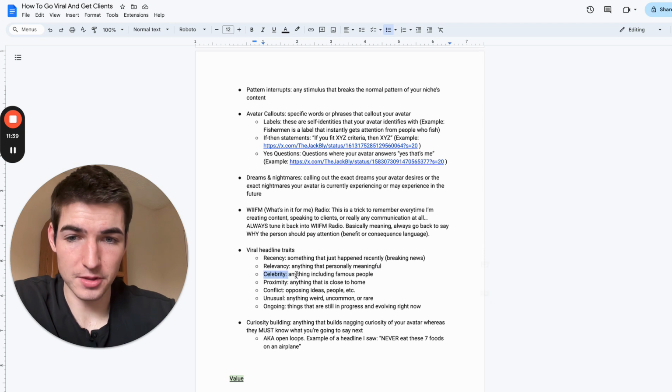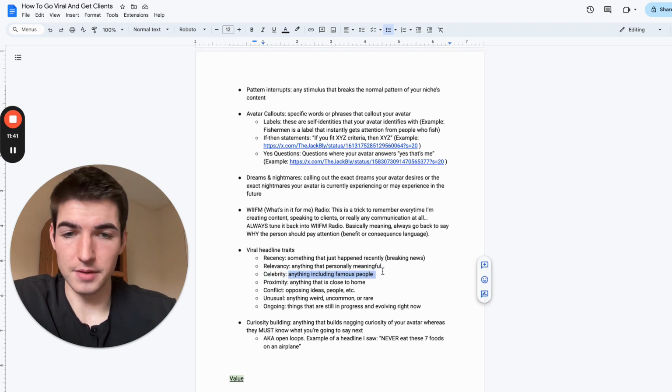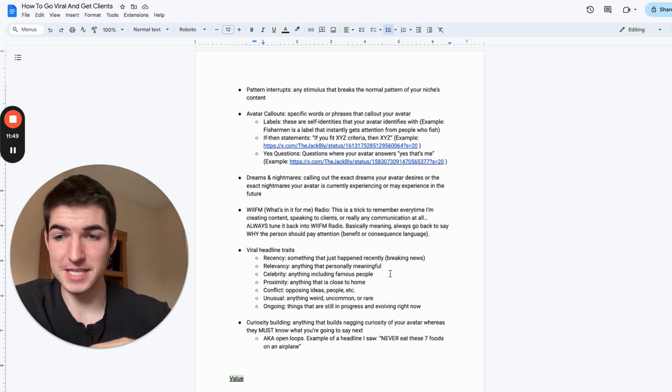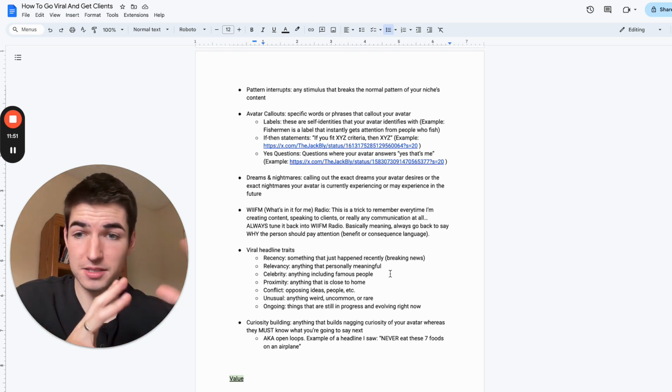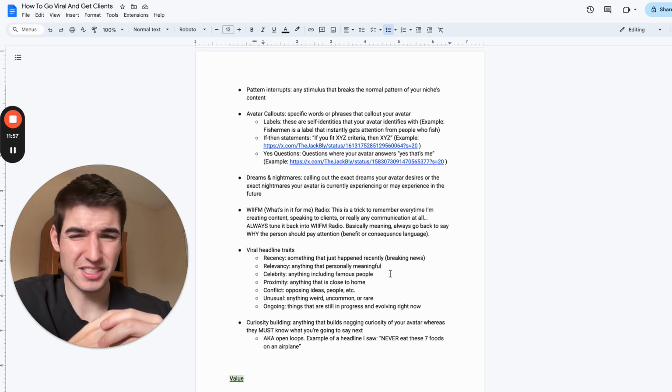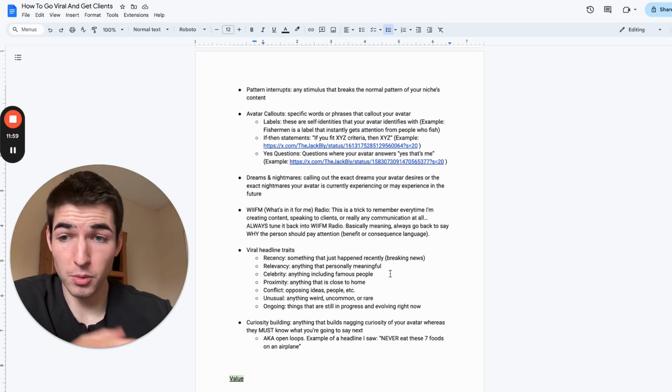Anything like that. There's celebrity. So people just love celebrities. They're just interested in them. So anything that includes famous people will just get more attention. All right, so if you're a fitness coach and you make a post about how this famous actor uses this diet routine or this workout routine, it's going to get more attention just because of the actor. If you didn't say that, it would get less attention. It's weird, but people care about weird things.